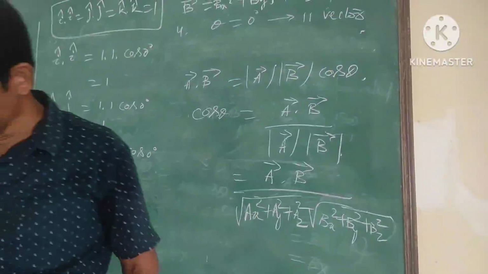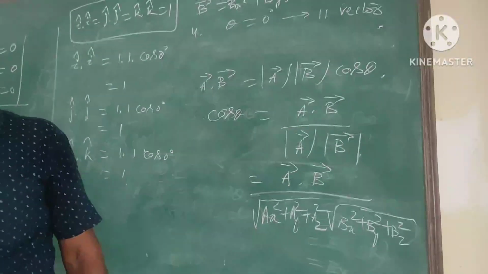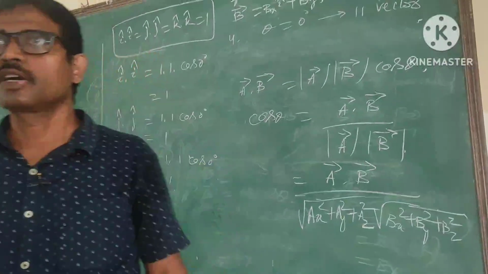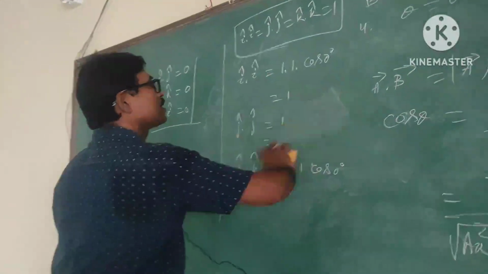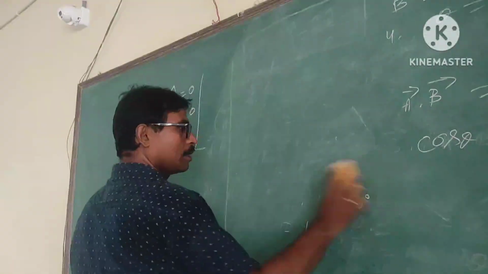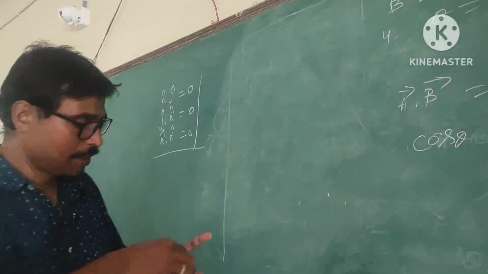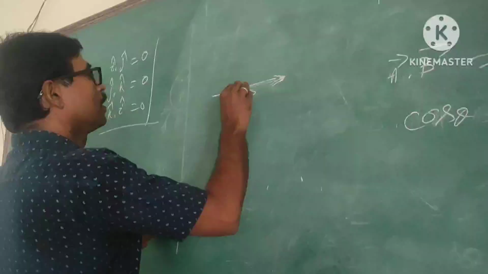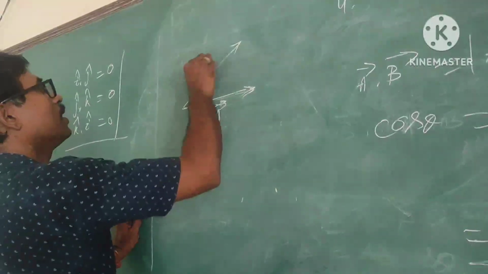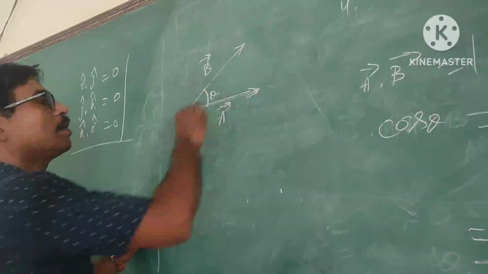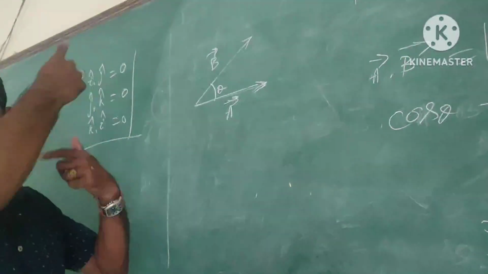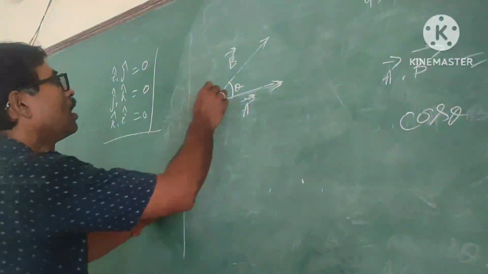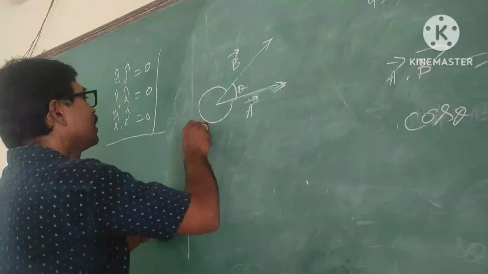Then can you prove that the scalar product of two vectors is commutative? Yes, you know the scalar product of two vectors is commutative. But how? Let us see. Suppose this is one vector, vector A, and this is another vector, vector B. Theta is the angle between them, the small angle. The complete angle is always 360 degree, so the other angle is 360 degree minus theta.